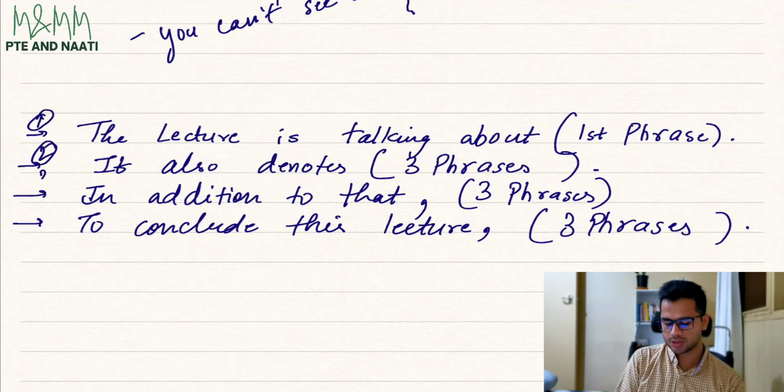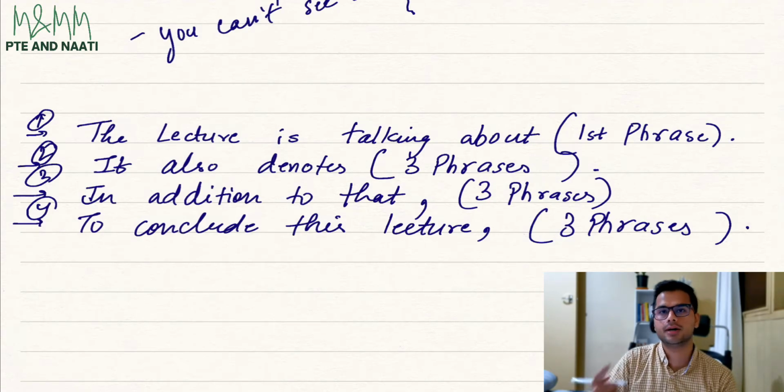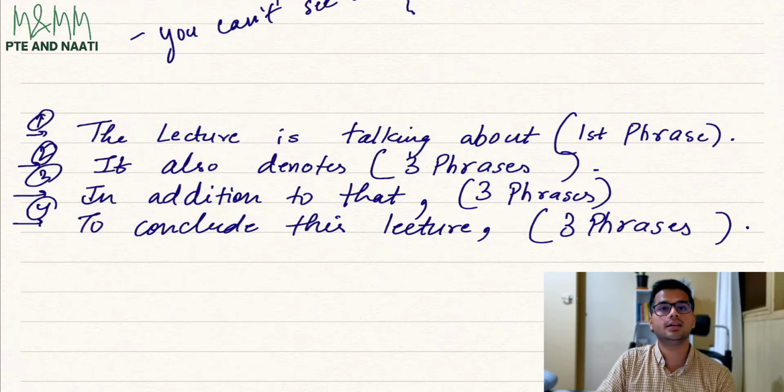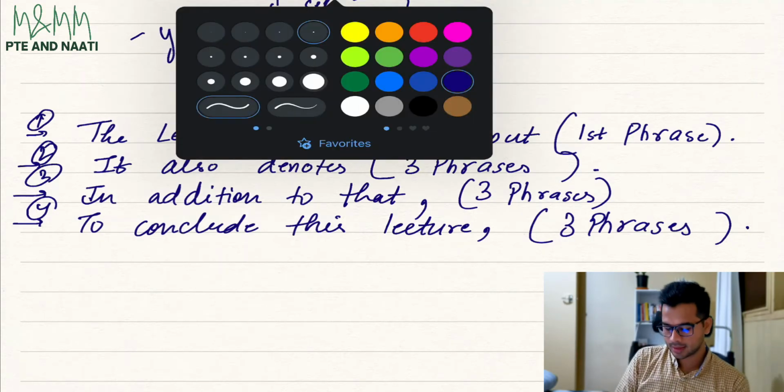Right now, as you could see, I've got 4 sentences with me. First is the lecture is talking about my first phrase. Second is it also denotes 3 phrases. Now I've written it in a way that 3 phrases means at least 3 phrases. If you end up speaking 4, nothing wrong in that, the more the better. Third is in addition to that, another 3 phrases. And then last and most important is to conclude this lecture.